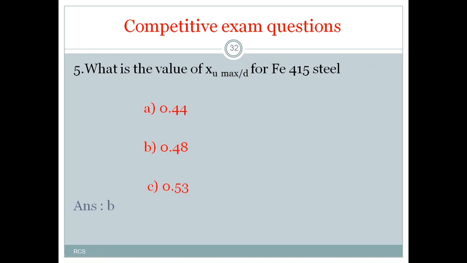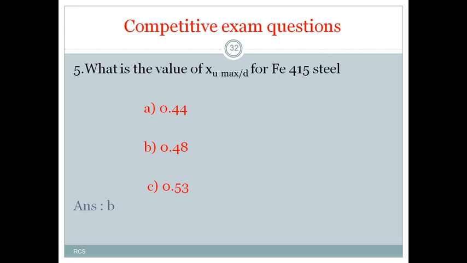And the last question: what is the value of XU max by D for Fe 415 steel? This is again from the codal provision. It is 0.48. So option B is correct. You will get the answers to all these questions if you refer to IS 456-2000.